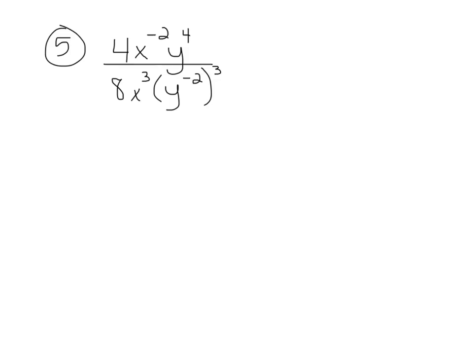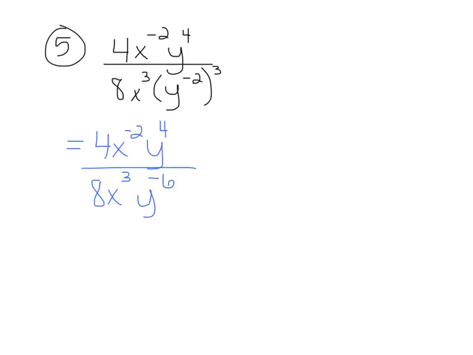All right, and the last one here. So once again, I see that we have a parentheses and then an exponent on the outside of the parentheses. So that's the first thing we want to simplify. So that gives me, the top is going to stay exactly the same. So 4x to the negative 2nd, y to the 4th. The 8x cubed is going to stay the same because that's not in parentheses. But then we're going to have right here y to the negative 6th. Okay, so you get rid of the parentheses there.